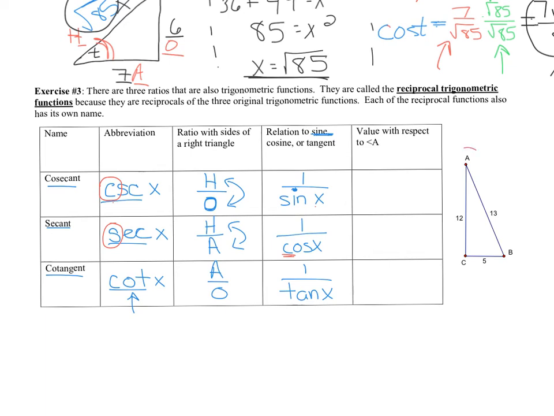So we're going to see these values with respect to angle A. So when we look at these from angle A, this is opposite, it's the hypotenuse, and that's the adjacent side. Since cosecant is hypotenuse over opposite, that ratio would be 13 over 5 because 13 is the hypotenuse and 5 is the opposite side. Secant of A in this case, because we're working from angle A, is 13 over 12, hypotenuse over adjacent. And then lastly, cotangent, adjacent over opposite, is 12 over 5.